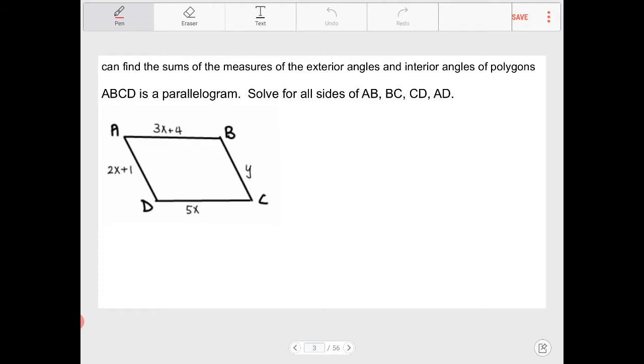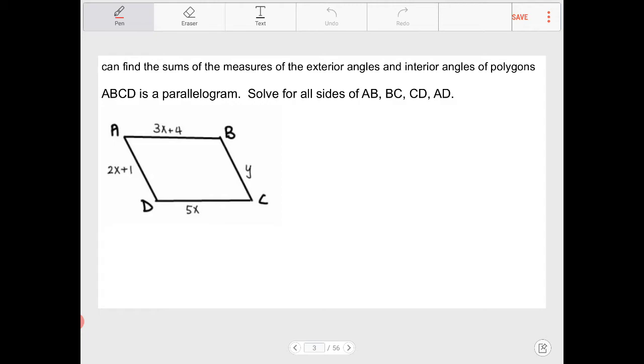Let's take a look at some examples together. So here, we want to talk about parallelogram ABCD, and we are going to be solving for sides AB, BC, CD, and AD. Immediately recognizing that opposite sides should be congruent, I'm going to have you pause the video for a moment, see if you can solve this.